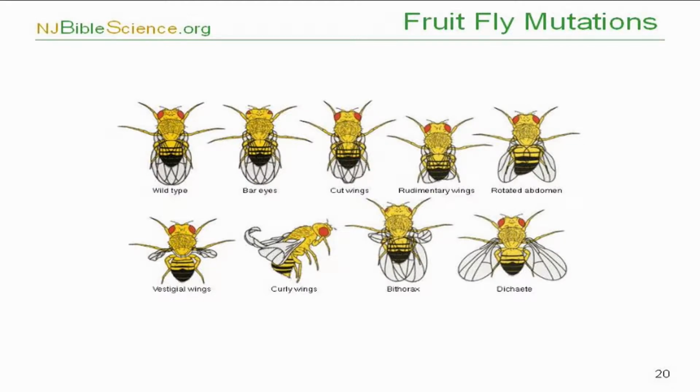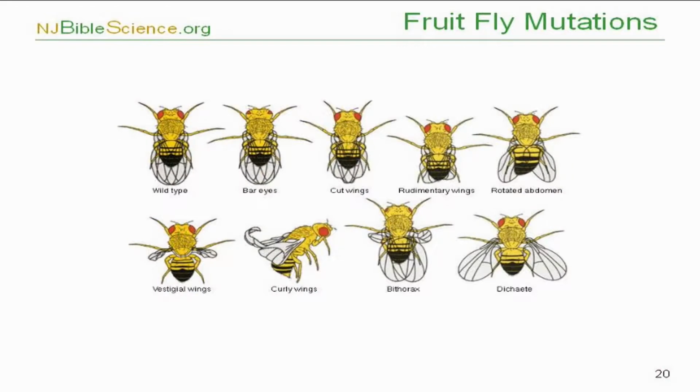And let's take a look at mutations in fruit flies. Fruit flies are used to study mutations because you can sort of manipulate them a little easier. But mutations rarely produce something better. Oftentimes, in fact, it produces something far worse. Here you have different mutations. Here you have rudimentary wings. Here you have a rotated abdomen, curled wings, and vestigial wings here, and so on and so on.